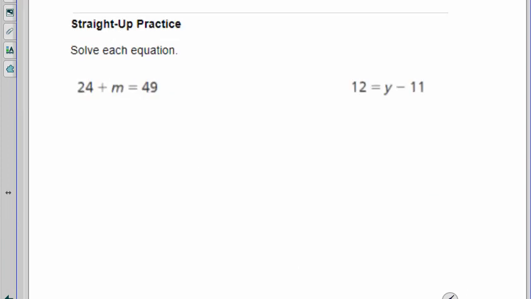Here's some straight up practice. I want you to solve each equation. You're going to find out what m equals in this one. You're going to find out what y equals in this one. You're going to do so using inverse operations. Give them both a try, and we will talk about it in class.